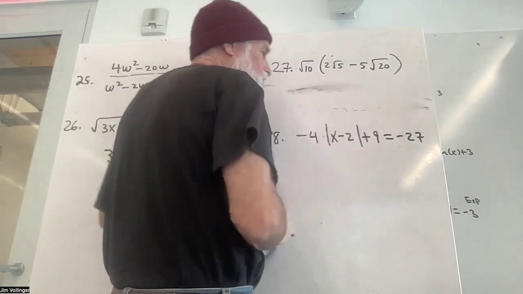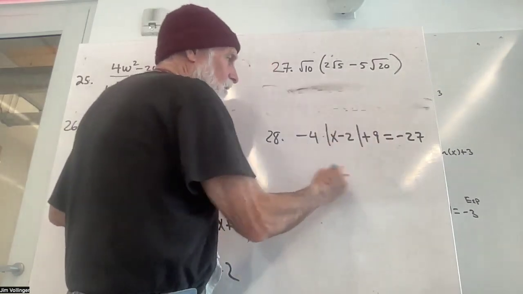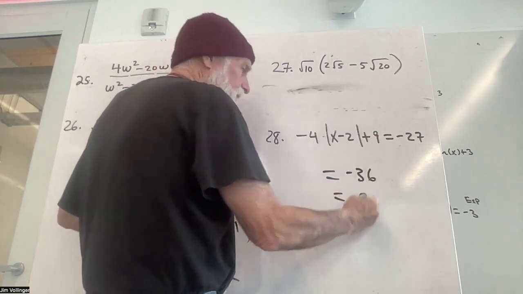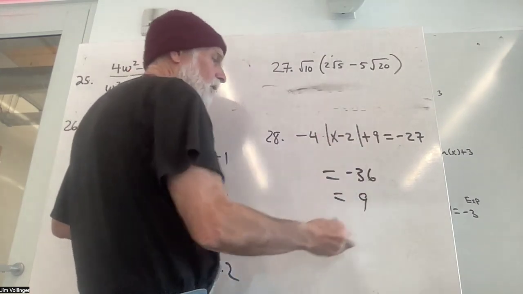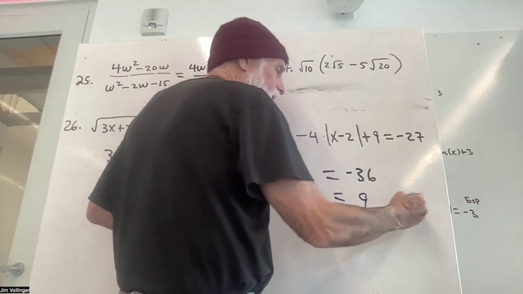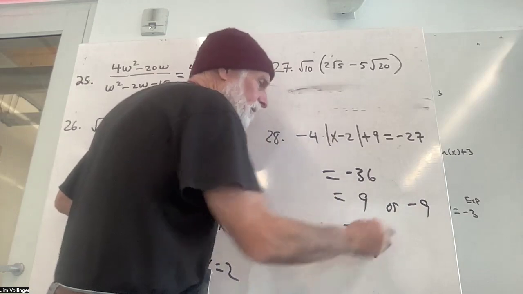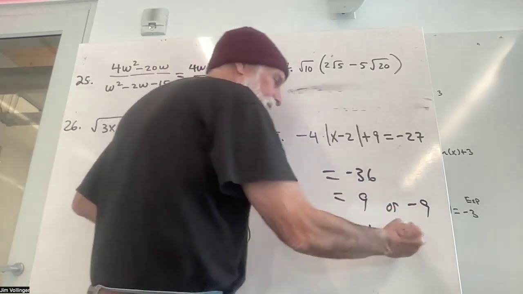All right, so we're taking the shortcut on the absolute value now. We're going to subtract 9, minus 36. We're going to divide by 4, which is 9. The absolute value, however, could be 9 or negative 9. So now I'm going to add 2 to this. 11, I'm going to add 2 to this.